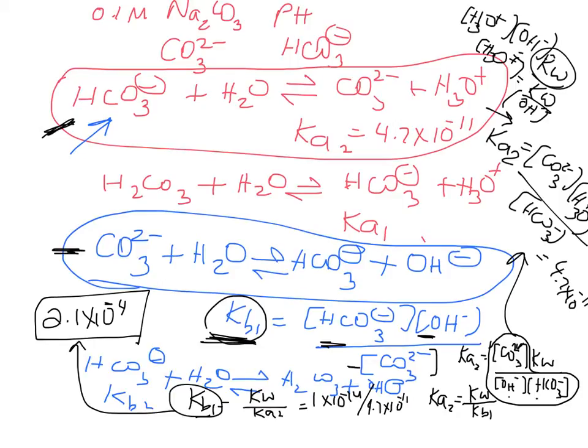Now, once you have this number, you can use that to set up the ICE table just as we have done previously. So I leave that up to you. But I wanted to take the time to go over how you can use the acid dissociation constant of one of the species, provided the other is given to you. And so you can use that to your benefit to get the Kb value from the species.